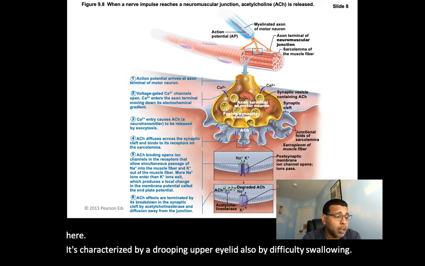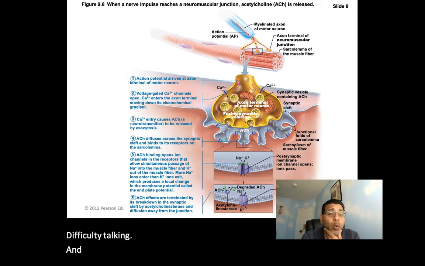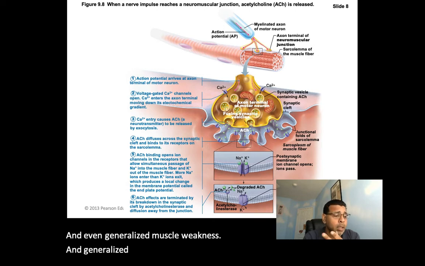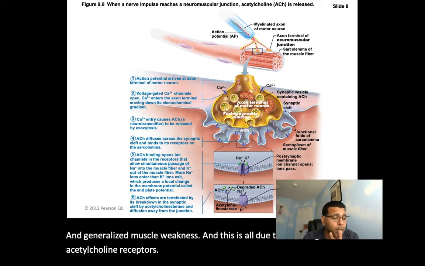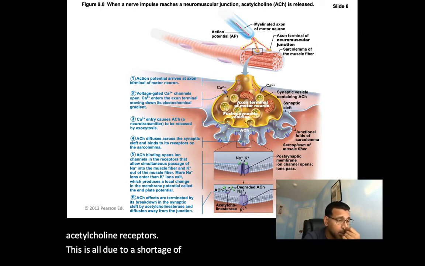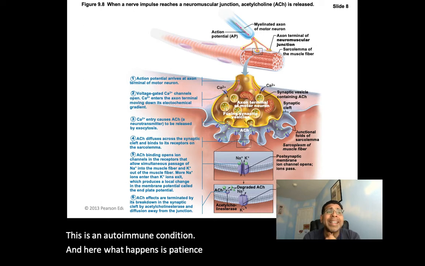difficulty talking, and even generalized muscle weakness. And this is all due to a shortage of acetylcholine receptors. This is an autoimmune condition. And here what happens is patients make antibodies to these acetylcholine receptors.